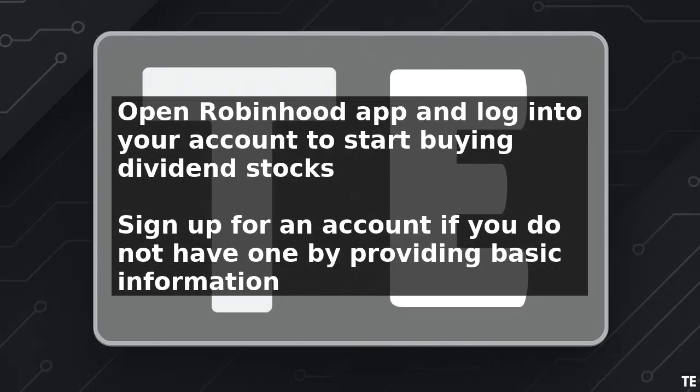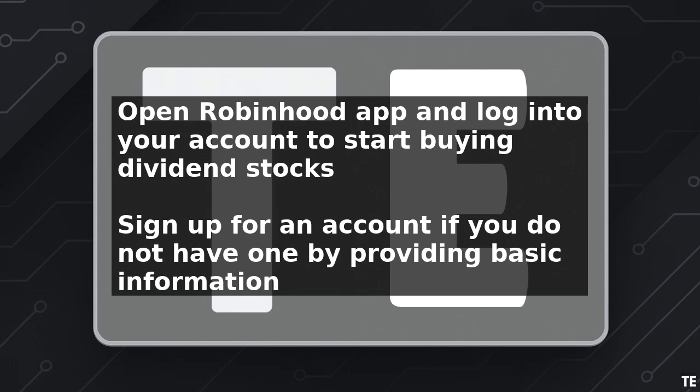To buy dividend stocks on Robinhood, start by opening the Robinhood app and logging into your account. If you do not have an account, you can sign up for one by providing some basic information and funding your account. Once you are logged in, navigate to the search bar at the top of the screen and type in the name or ticker symbol of the dividend stock you are interested in buying.